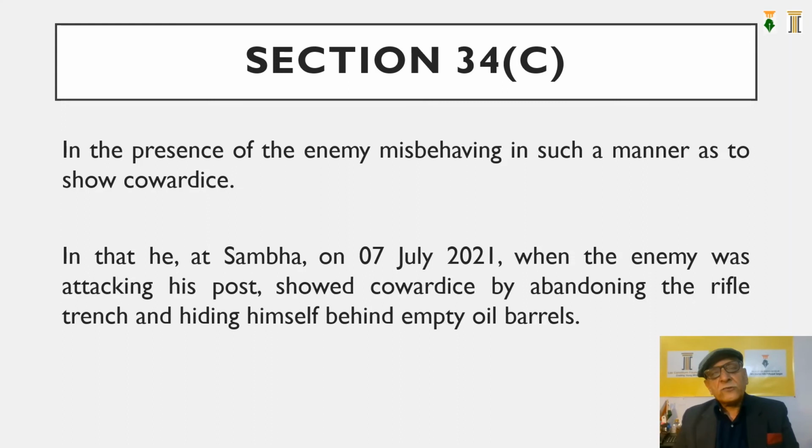Or another illustration: for an offence under section 34C, the statement of offence will be in the presence of the enemy misbehaving in such a manner as to show cowardice. And then particulars of the charge will be that he at Samha on 7th July 2021, when the enemy was attacking his post, showed cowardice by abandoning the rifle trench and hiding himself behind empty oil barrels. You would see that the particulars of the charge given below duly support the statement of offense which is given earlier on the top. So this is how a charge is described and put in the charge sheet.